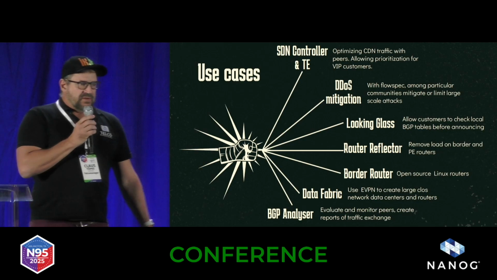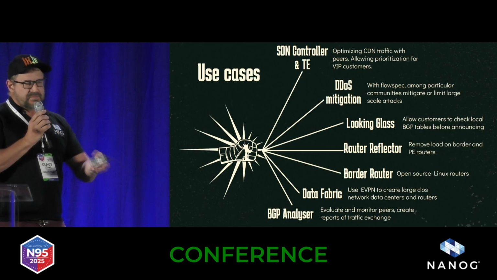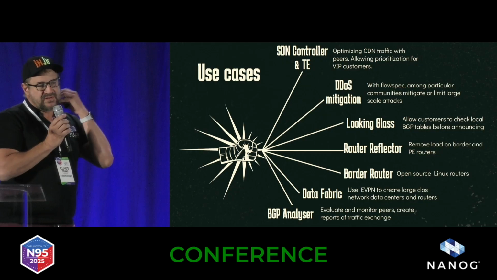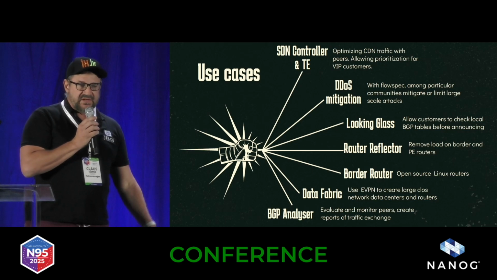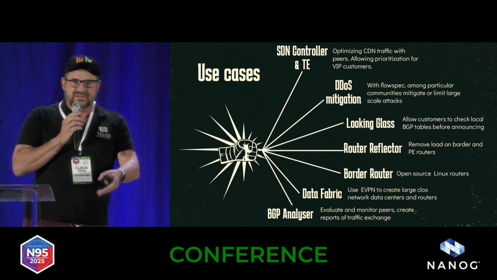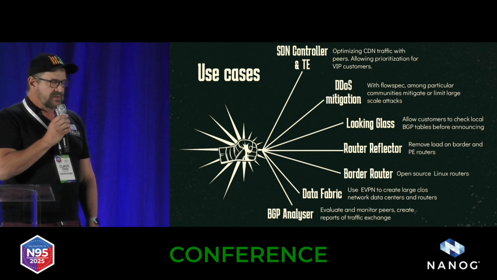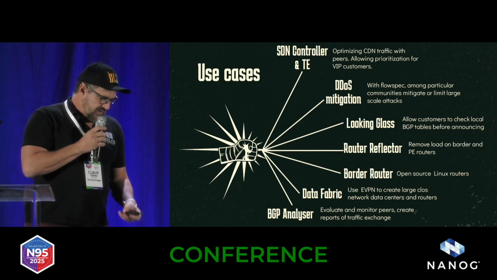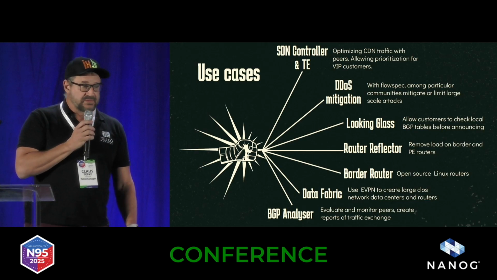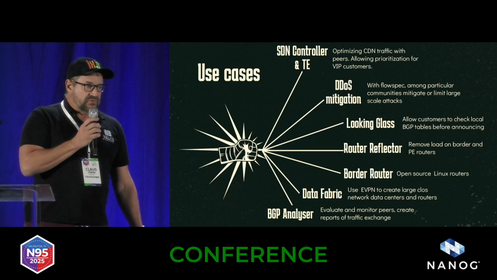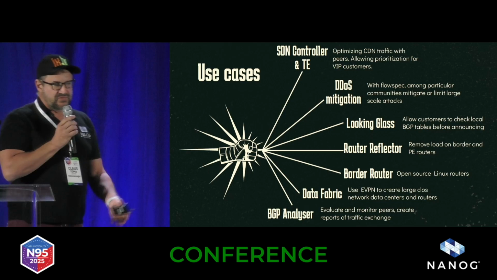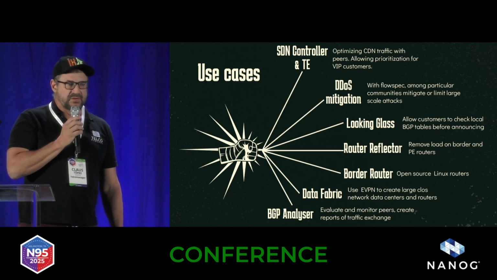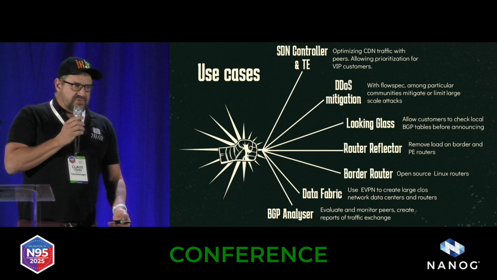So the use cases for analysis, this is pretty obvious. It's an SDN controller, which is going to do traffic engineering, or mitigation for attacks, or a looking glass for your customer or for your internal company, a route reflector, or a data fabric, if you want to build some sort of big router with small Linux boxes, you can use BGP for that as well. Or to do BGP analysis.